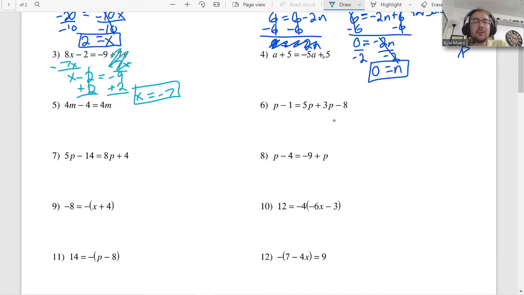So number 4, same thing as number 3. Not going to spend too much time talking about this because I already did. I'm going to add 6a to both sides. And I also promised earlier that I was going to start to speed up a little bit as I go.